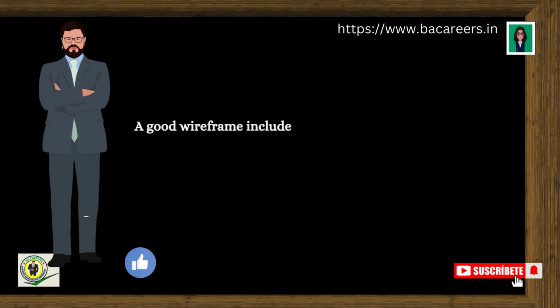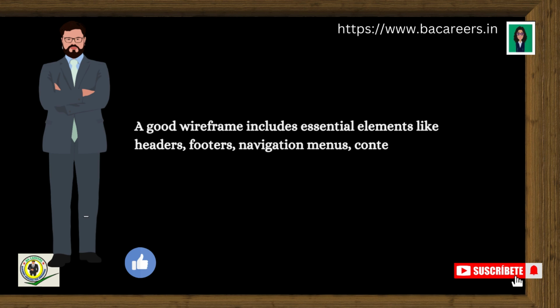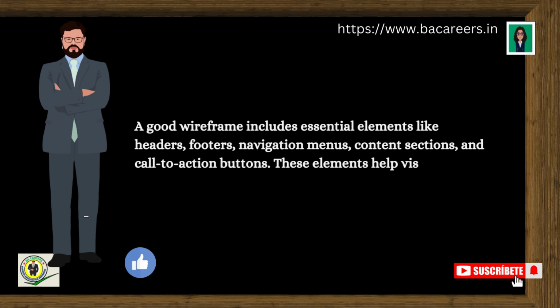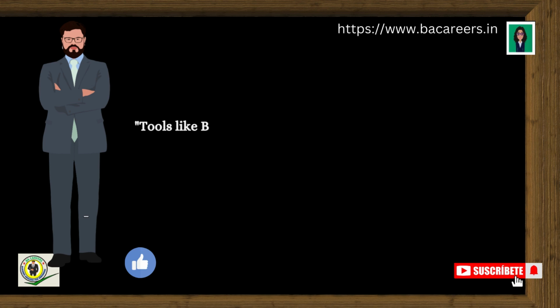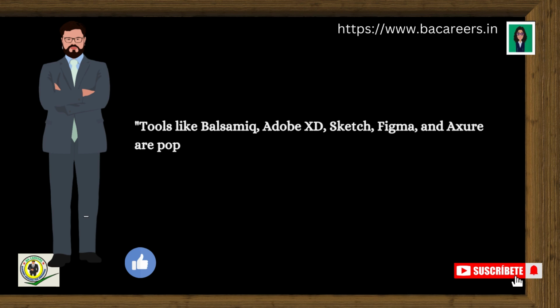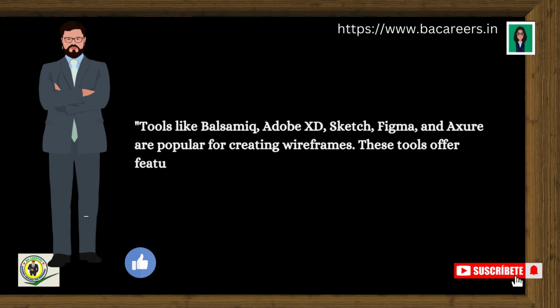A good wireframe includes essential elements like headers, footers, navigation menus, content sections, and call-to-action buttons. These elements help visualize the flow and function of a digital product. Tools like Balsamiq, Adobe XD, Sketch, Figma, and Agile are popular for creating wireframes. These tools offer features that make wireframing easy and efficient.